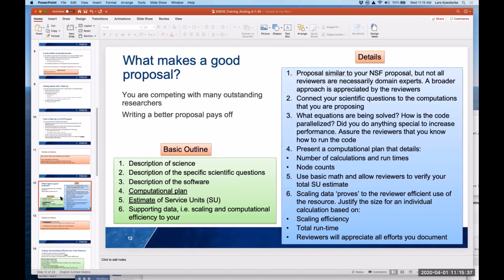So what makes a good proposal? On the left, I have a basic outline of what your proposal may look like. You describe a little bit of the science, and you describe the specific scientific questions that you want to answer. You go into a little bit of detail of what software you want to use and how the software is parallelized. Maybe you should always throw in if you're experienced with using this software, things like that. And then points 4 and 5 are the most important parts: the computational plan, and then a realistic and reliable estimate of the service units that you are asking for.